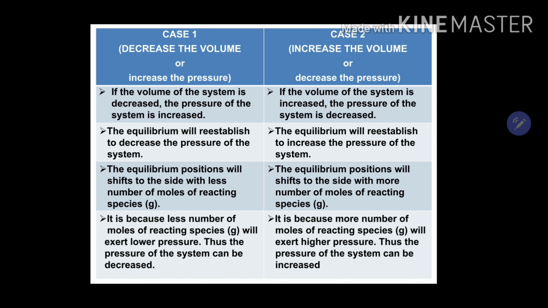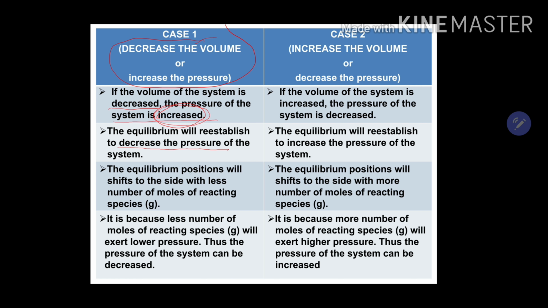Okay, now look at the first case: decrease the volume or increase the pressure. If the volume of the system is decreased, the pressure of the system is increased. This refers to Boyle's law, where volume is inversely proportional to pressure. So the equilibrium will re-establish to decrease the pressure of the system, because the disturbance is the increase in pressure. So the system will decrease the pressure.